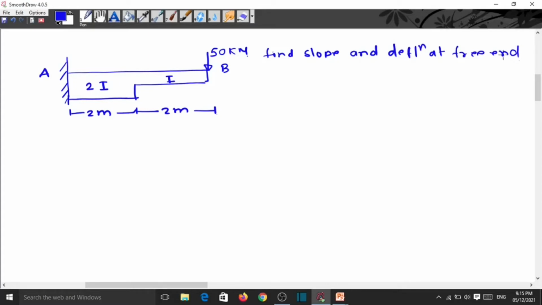So first step is to draw the BMD. Now we draw here the BMD for this beam, that we know this is a hogging bending moment here. Now first we draw, considering this beam as EI constant. So here is the 50 into 4 divided by the EI.